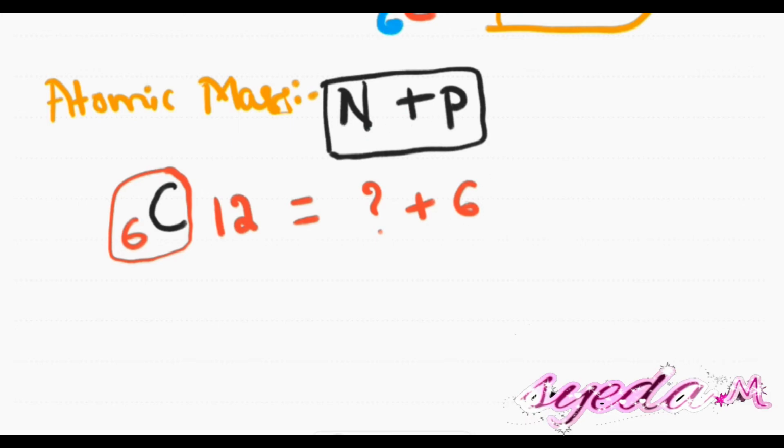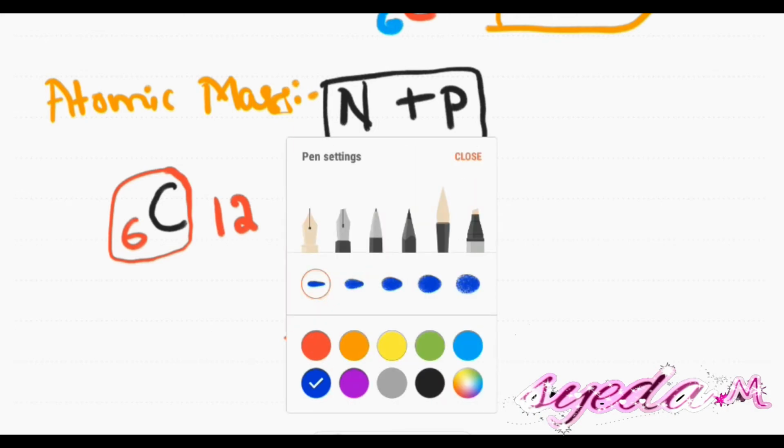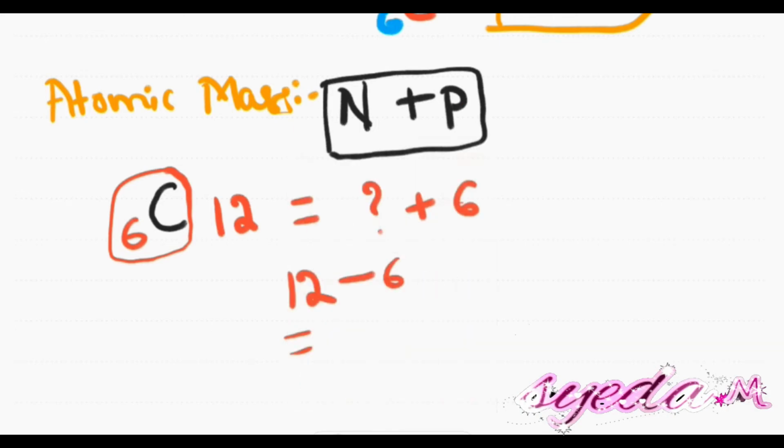We know the number of protons. We know what the mass is. Now how do you find the number of neutrons? So 12, bring this to the other side, 12 minus 6. That means how many neutrons does it have? It has 6 neutrons. This is how you are going to find it.